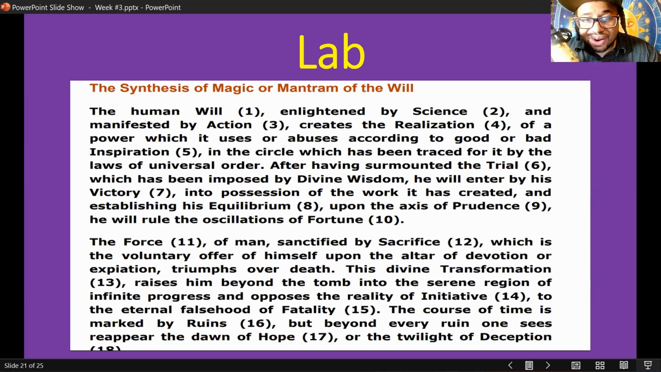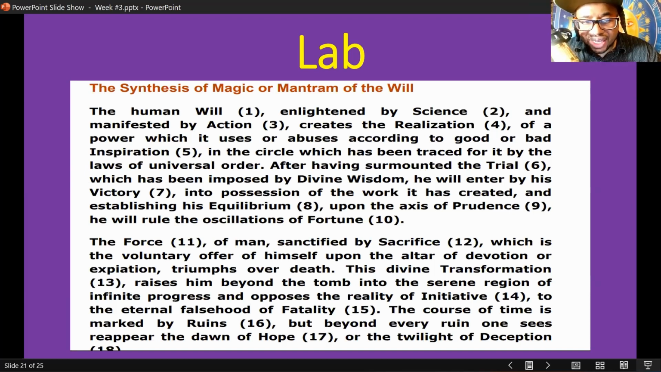Number three is unveiled Isis, creates the realization, keyword for number four, the major arcana, of a power which it uses or abuses according to good or bad inspiration. Jupiter is inspiration. That's number five. The Hierophant. And even when you look in a minor arcana, you'll see inspiration coming up under those. In the circle which has been traced for it by the laws of universal order. After having surmounted the trial, number six, which is the two paths, that's the trial, which has been imposed by divine wisdom, he will enter by his victory.